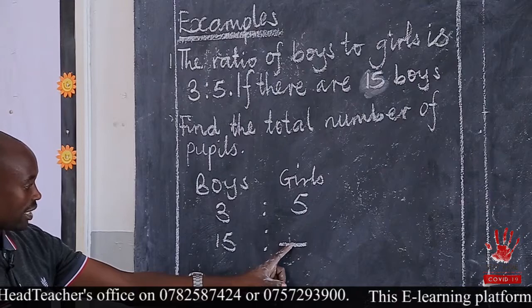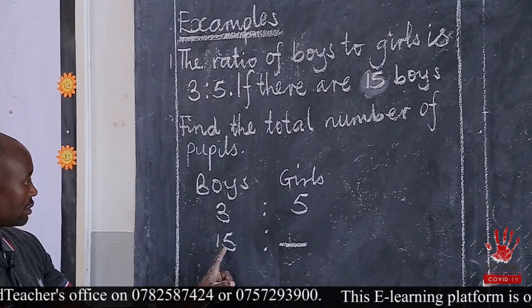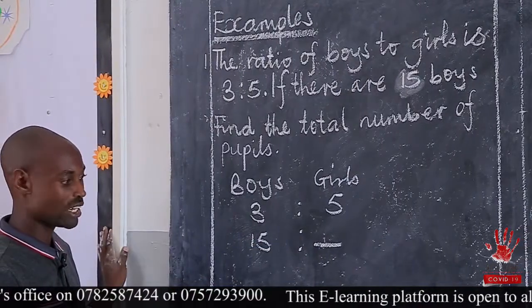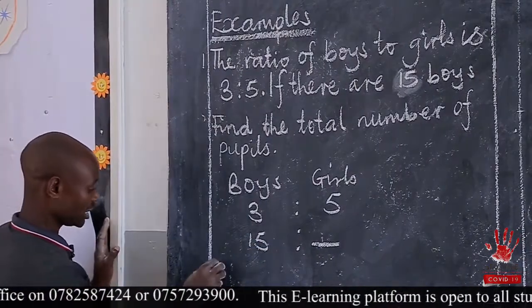If we had the number of girls, we would just get boys plus girls and get the total, but we don't have this. So what do we do? We are going to get the total ratio.